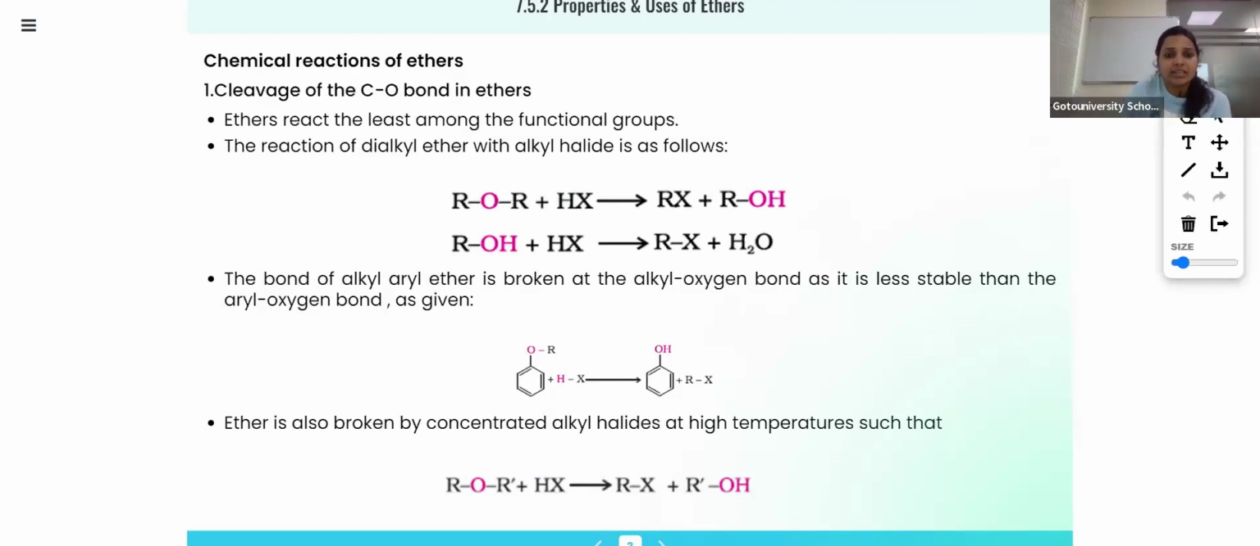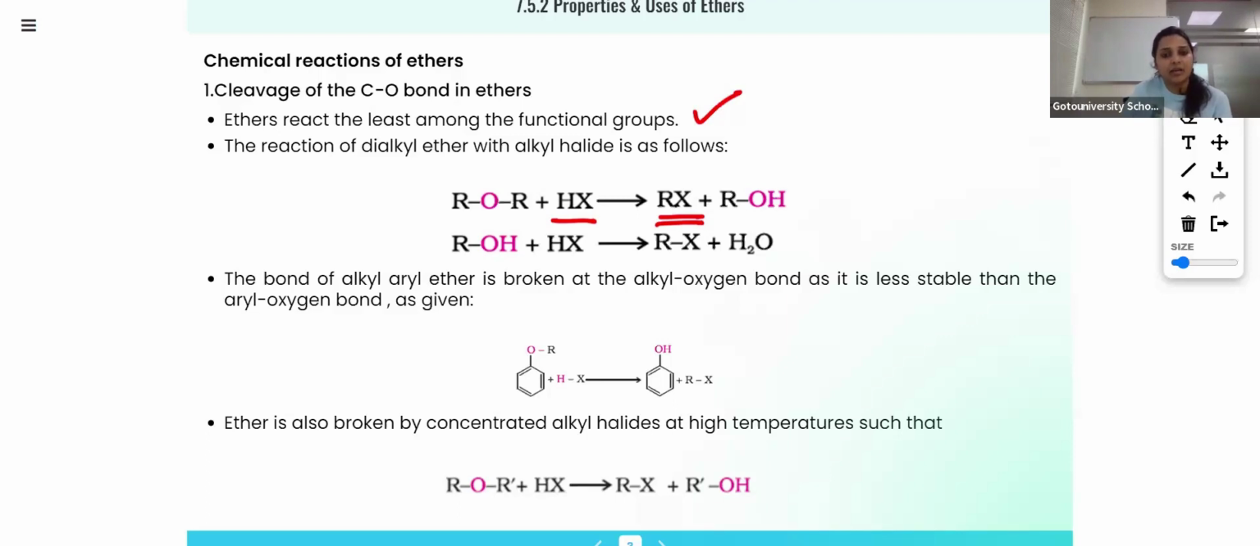Ethers react the least among the functional groups. Among the other groups, the ether group is the least reactive one. So, the reaction of a dialkyl ether with a hydrogen halide: ROR reacts with hydrogen halide to produce the corresponding alkyl halide. Here the C-O bond cleavage in the ether is taking place and we are getting the alkyl halide.